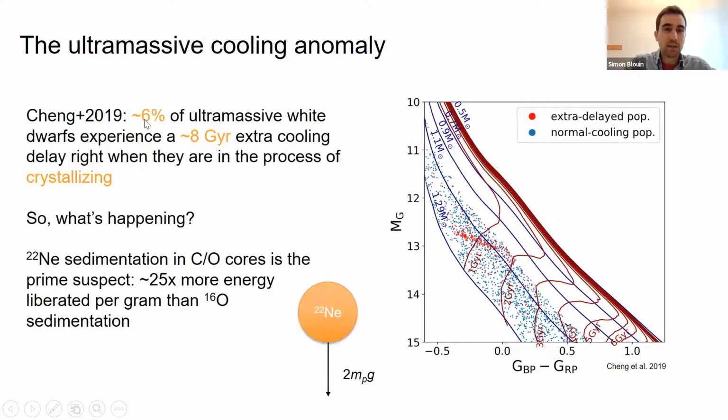More specifically, Cheng et al. concluded that you need 6% of ultramassive white dwarfs, so white dwarfs around 1.1, 1.2 solar mass, to experience an additional 8 gigayear cooling delay, right when they are in the process of crystallizing, so when they are in the Q branch. So of course, that's a big challenge to our understanding of white dwarf cooling. 8 gigayears is not a small thing.